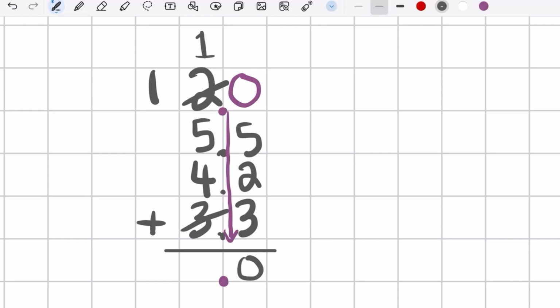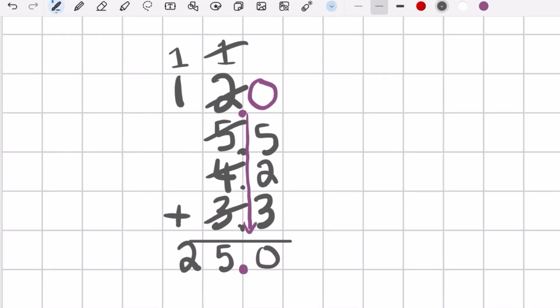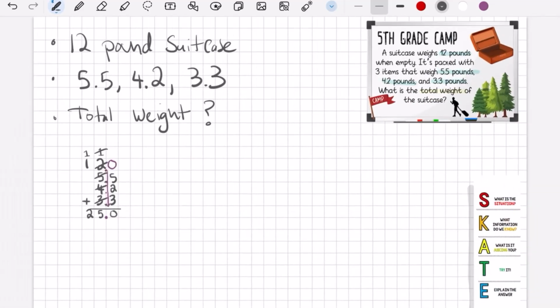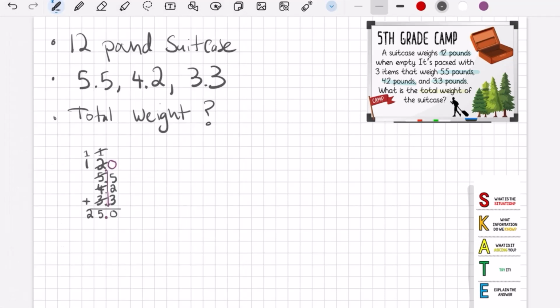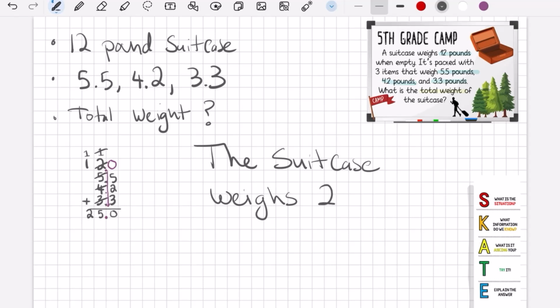Now I know that 2 and 3 is 5. If I add another 5, that would be 10. And then I add my 4 and my 1, that gives us 15. I get to keep my 5 in the ones place, move the 10 over into the next column, and then when I add, I get a 2 in the tens column. That means the suitcase and all the things inside weighs 25.0 pounds. So it's exactly 25 pounds.